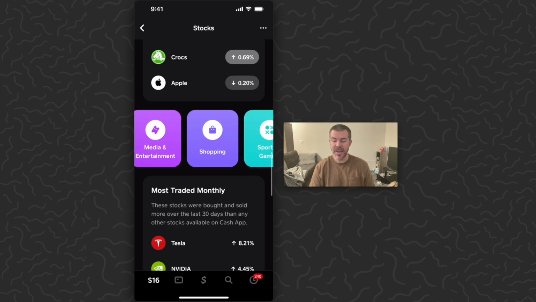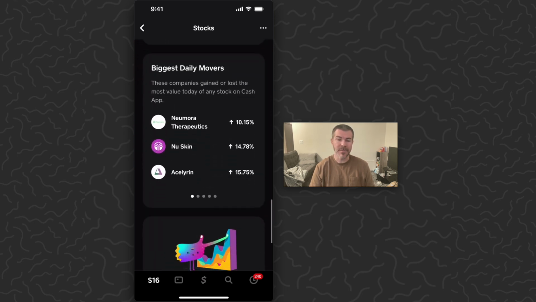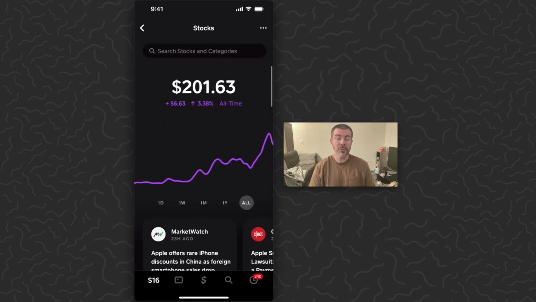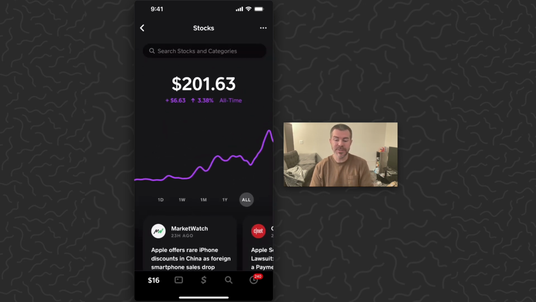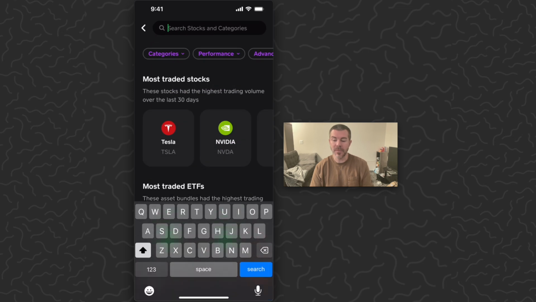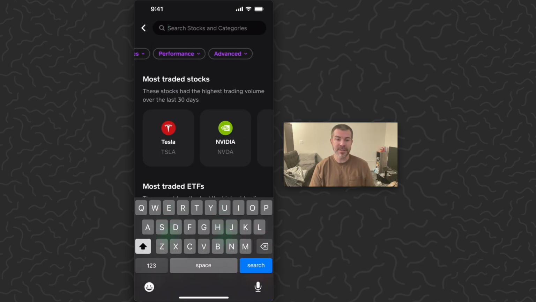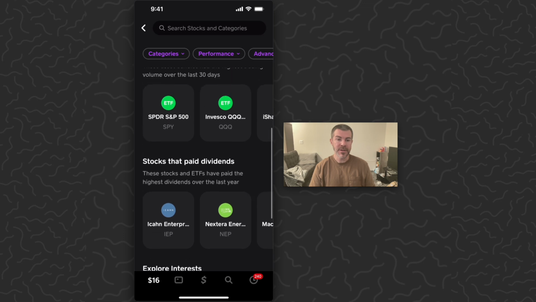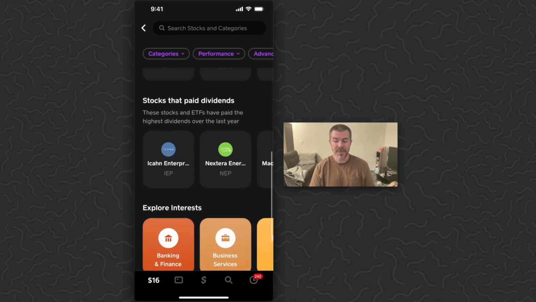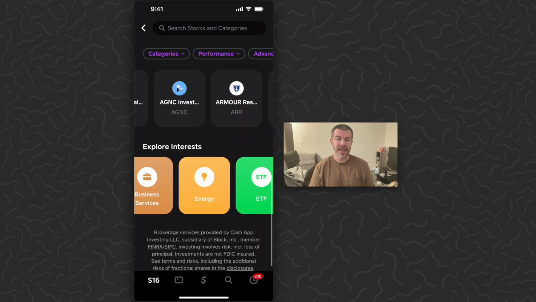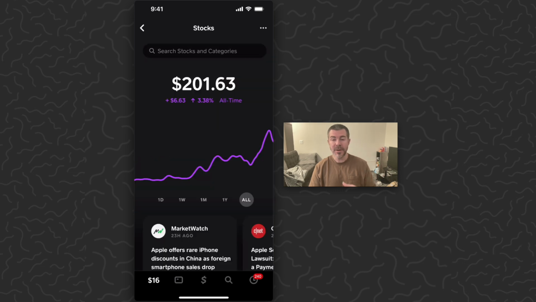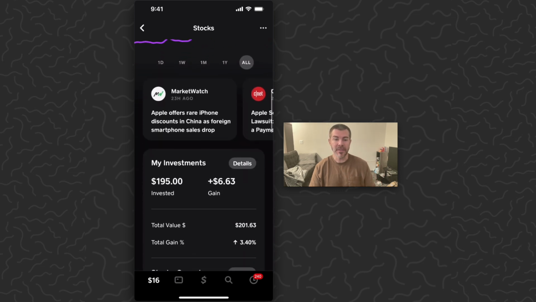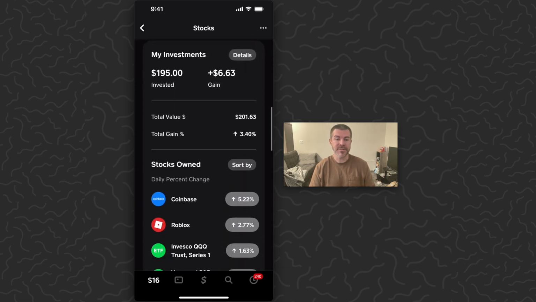You can look at some categories, most traded monthly and biggest daily movers. Now, if you want to find a stock to purchase, you can use the search bar at the top. You can do categories, performance, advanced, most traded stocks, most traded ETFs, stocks that pay dividends, or you can look by categories down here. Once you tap on any of those stocks, you can buy them and they'll show up here in your stocks owned.